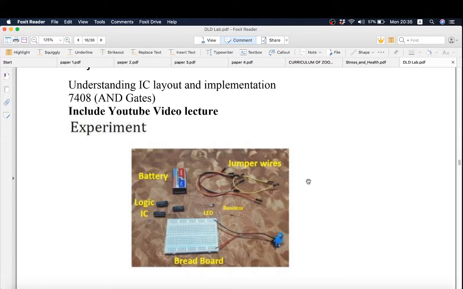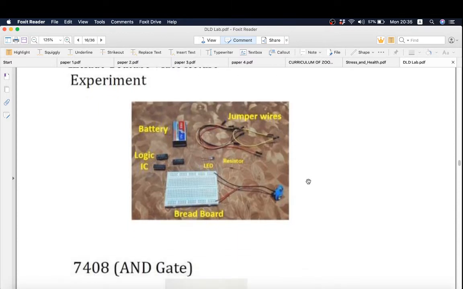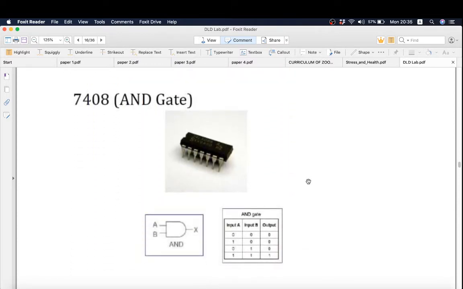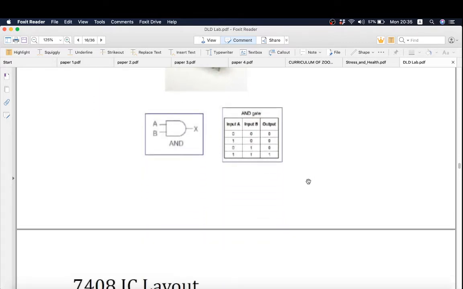So you should know, if I ask you what are the components necessary for the experimental setup of the 7408 gate IC, you should know which components we need for the experiment. Second, you should know which IC is used for which gate. For example, if you are asked to write down the number of the IC for the AND gate, you should know that the 7408 IC is used for the AND gate.